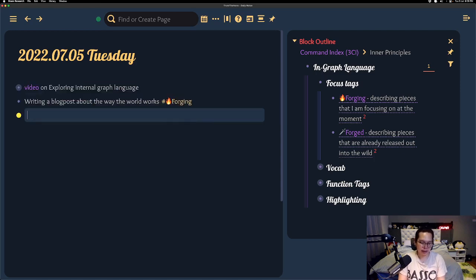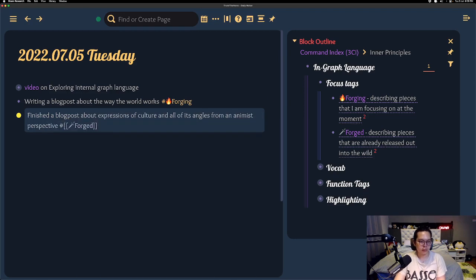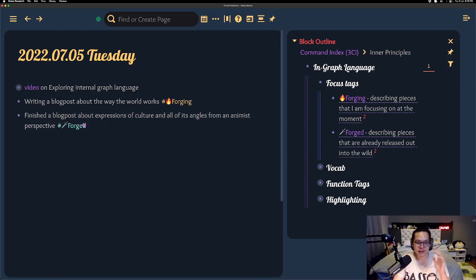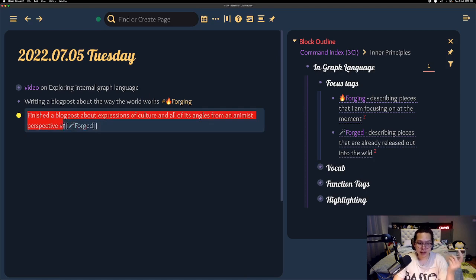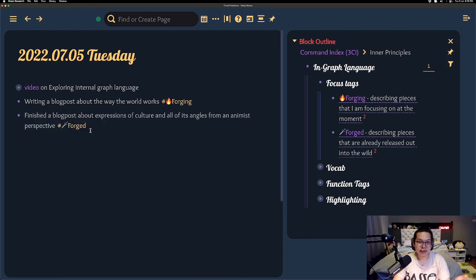Whereas when I write something like, I have this blog post about a specific topic, and I know that it's forged, what that tells me instead is that whatever this block is, it's forged, it's complete, it's published, and somewhere out there, someone may stumble upon that post and may respond to it or react to it or interact with it.